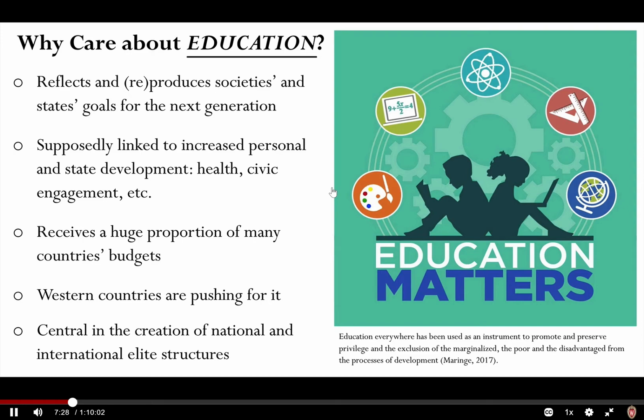So education is supposedly linked to increased personal and state development, including measures of health, but also civic engagement. This is the reason why education receives a huge proportion of many countries' budget. And in a lot of cases, in developing countries, we see that Western countries are pushing for education by funding or providing funding mechanisms for education.